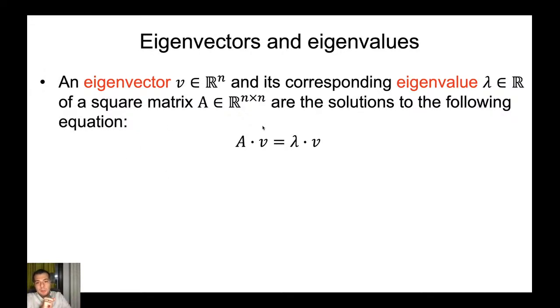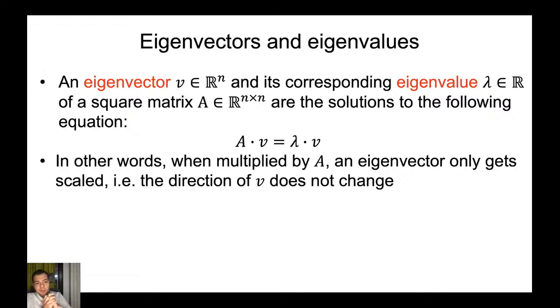So when we multiply this matrix with an eigenvector, we will obtain the eigenvector scaled by some factor lambda. The scale factor of this eigenvector is called the eigenvalue of the respective vector. This equation can have multiple solutions. Any solution to this equation is an eigenvector, and the corresponding lambda is an eigenvalue.